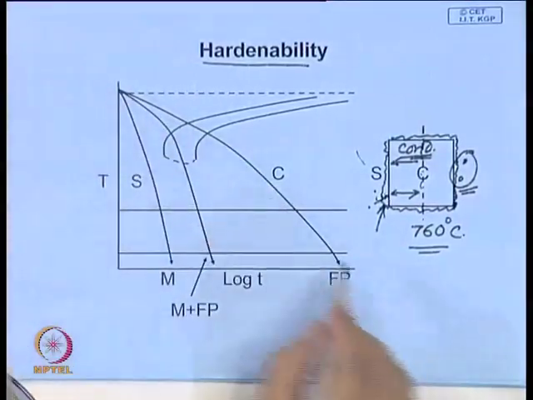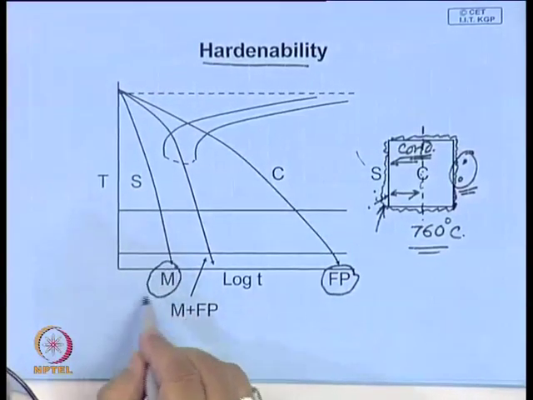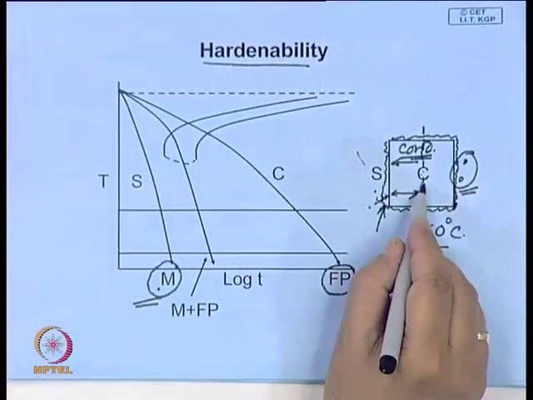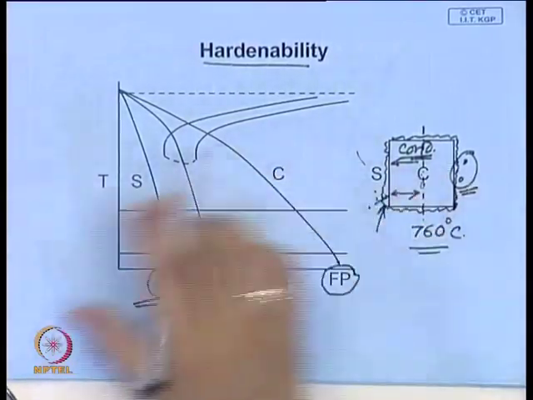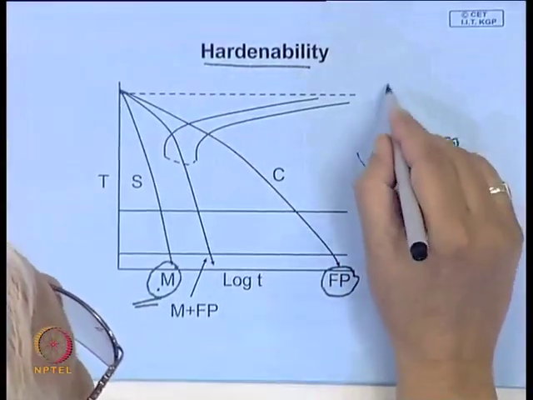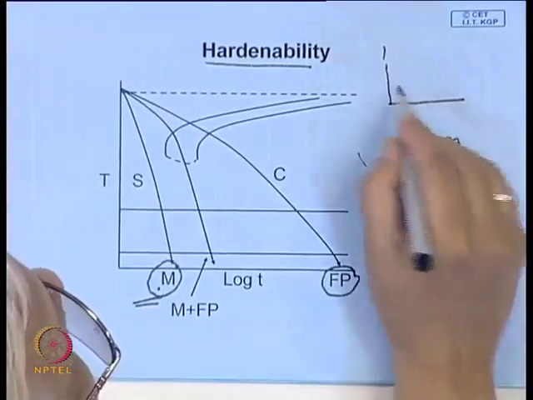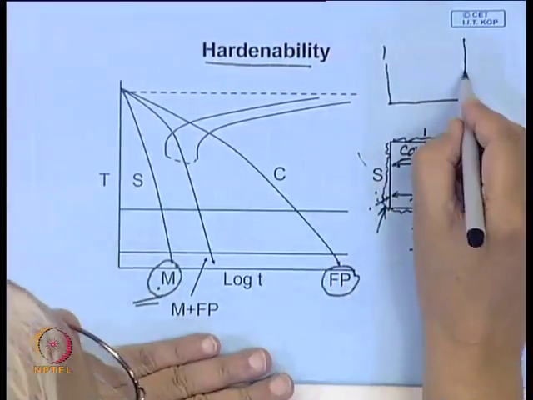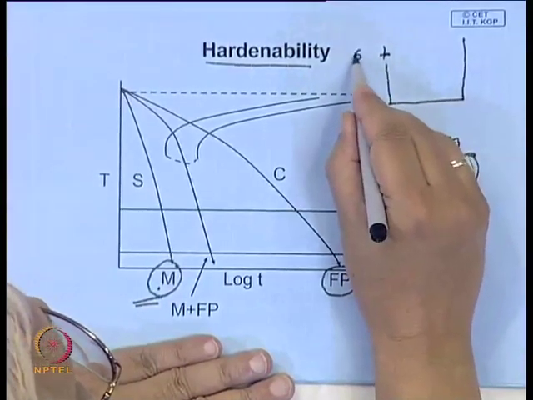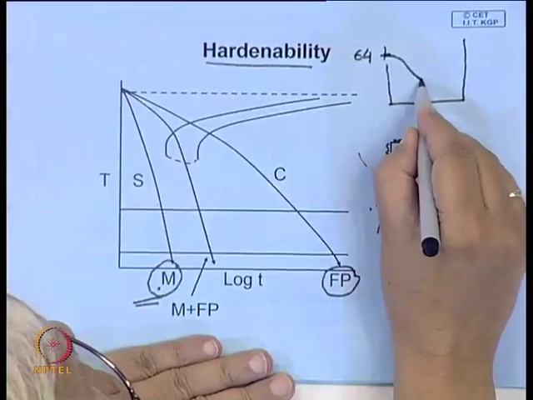In the core you will get a structure made up of fine pearlite, and at the surface you will get martensite. So the surface is hard and the core is soft. If you plot the hardness along this direction, what you will find, this is the job: at the surface you have high hardness, maybe it is 64, but as you go to the center the hardness drops.